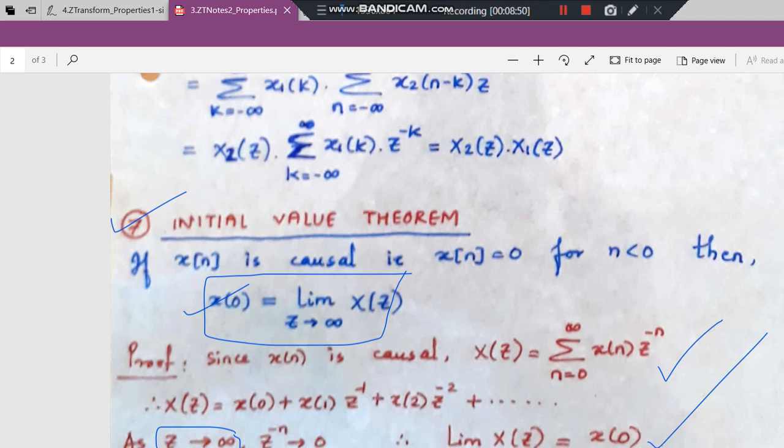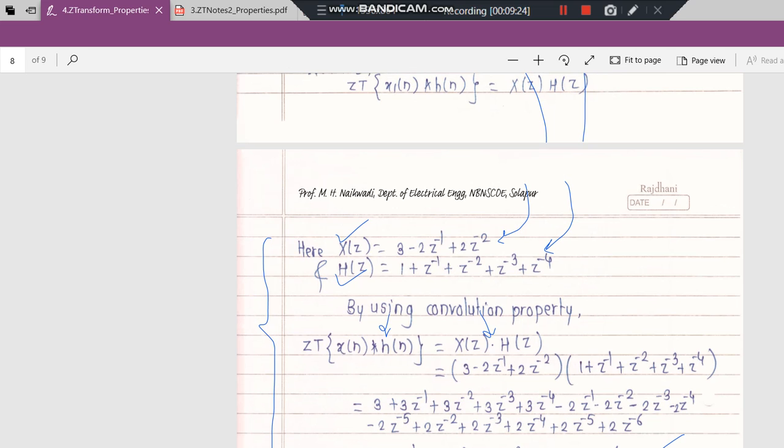See, understand the mathematics here. When z is tending to infinity, infinity raised to minus 1 is nothing but 1 upon infinity, and 1 upon infinity is 0. Similarly, infinity raised to minus 2 is 1 upon infinity squared, and 1 upon infinity is 0. Okay, so all these terms will become 0, and you will get only this term. So that's why we are writing here that the limit of x of z with z tending to infinity is x of 0. So the initial value theorem is also an important property which we can use to simplify the numericals on Z transform.